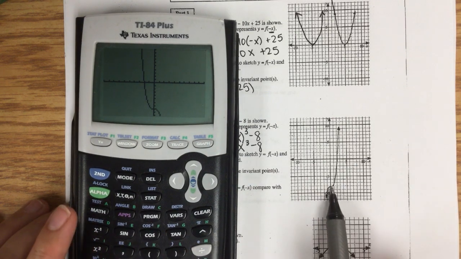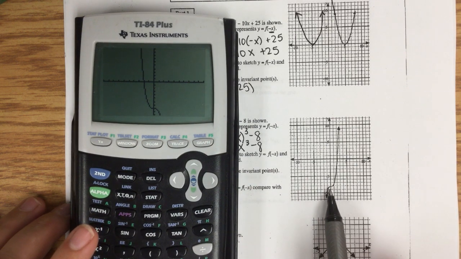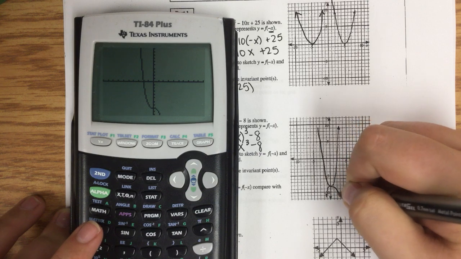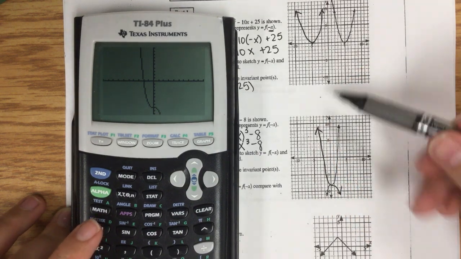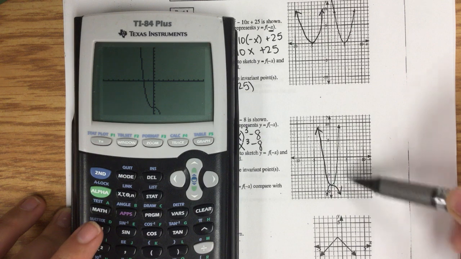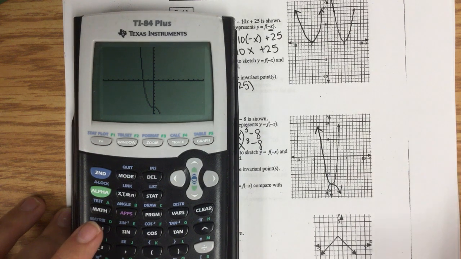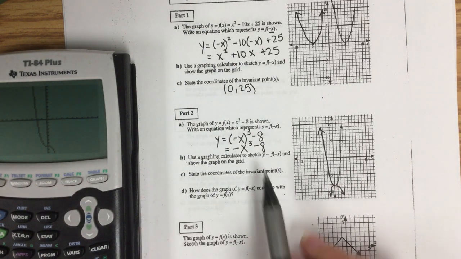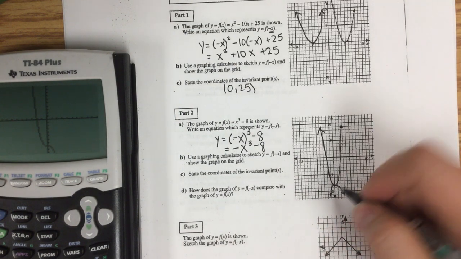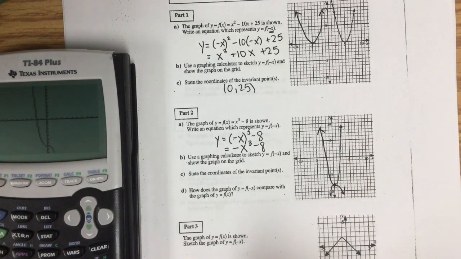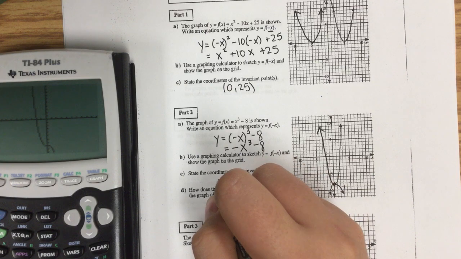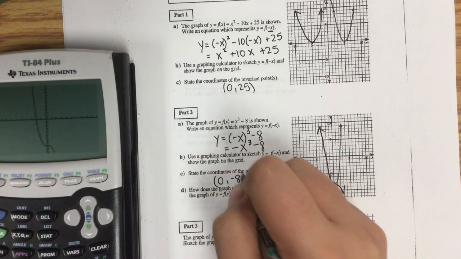Okay, so I can see the squiggly thing is still down here, but it's flipped around from what it usually is. And it appears to be going like this. So it comes down, it does a quick curve, goes through -8, and then continues down. So I've done my sketch. State the coordinates of the invariant points, being that one point right there that stayed the same on both graphs. That is at (0, -8).